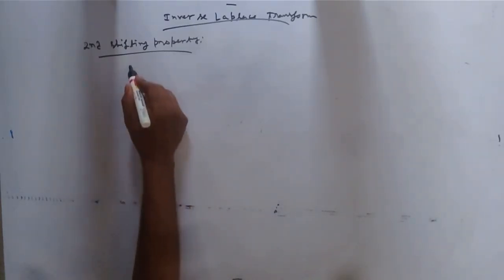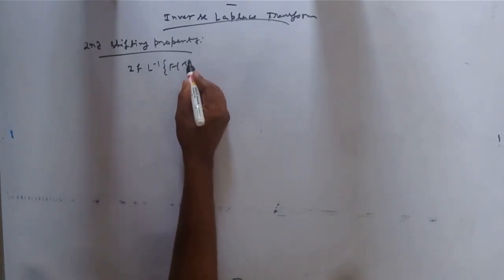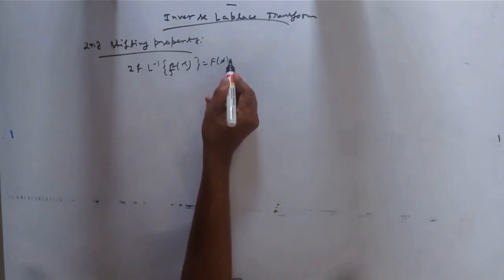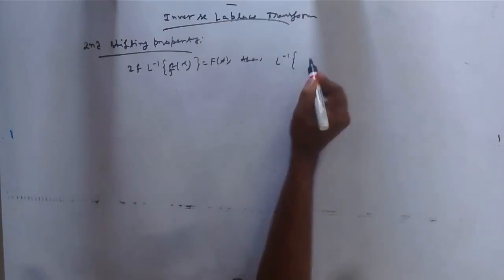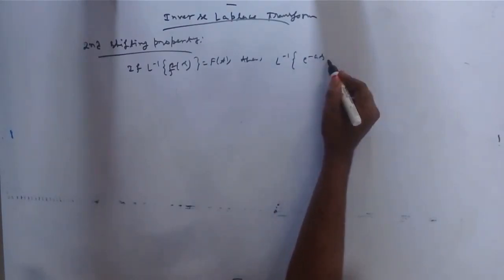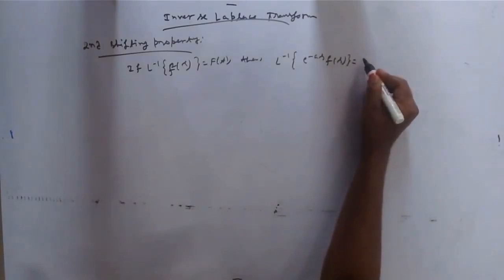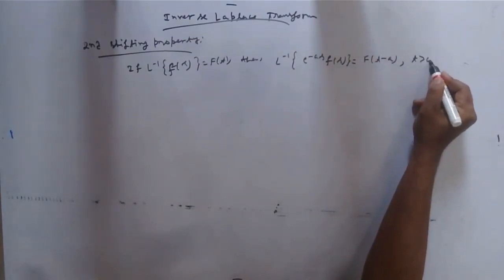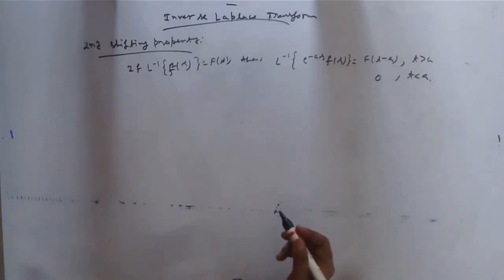So this property states that if L inverse of F(s) equals f(t), then L inverse of e to the power minus as F(s) equals f(t minus a) when t is greater than a, and 0 when t is less than a. Okay.